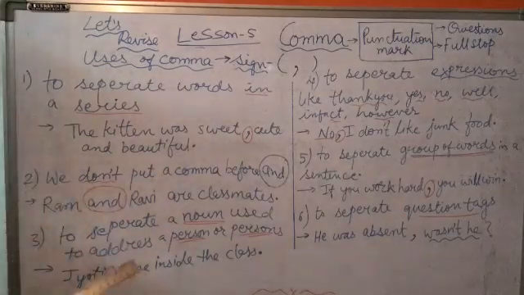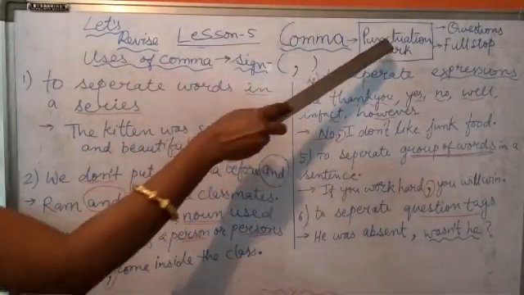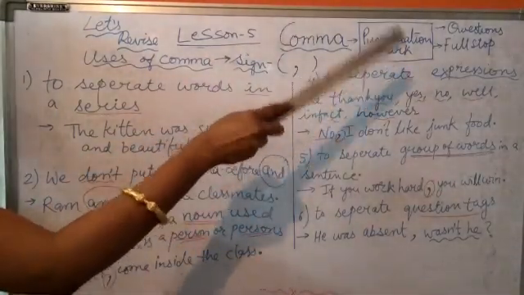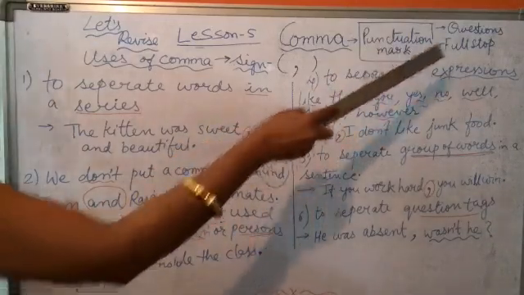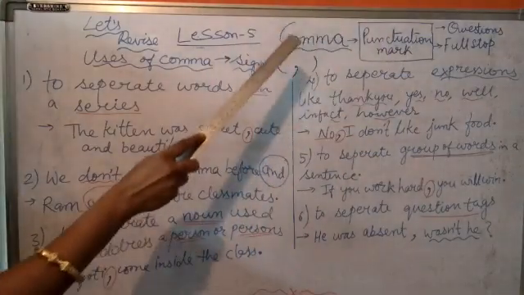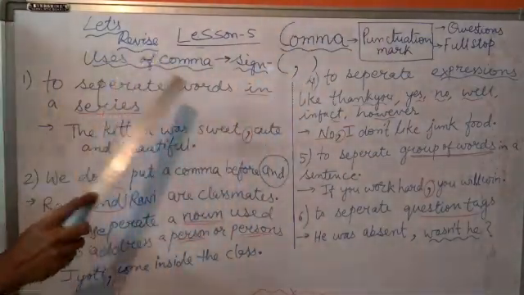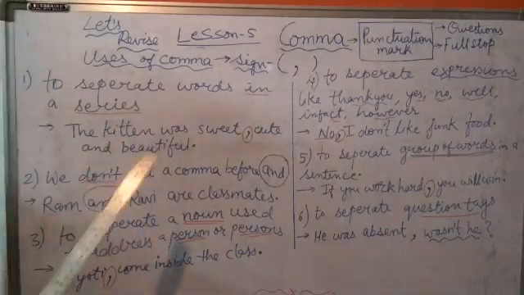Now students, let's revise the whole chapter, that is lesson 5, comma. So, comma is a punctuation mark. Earlier, we have already studied question mark and full stop, which are also punctuation marks. Now, what is the sign of comma? Comma looks like this. Now, what are the uses of comma in a sentence?